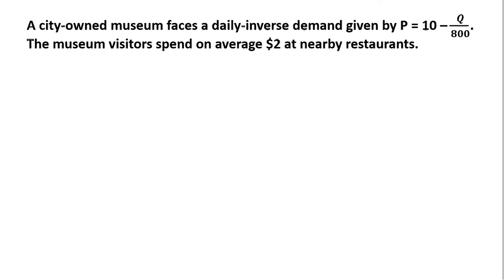Hello, we're going to do a revenue maximization problem for a monopoly. A city-owned museum faces a daily inverse demand given by the following. The museum visitors spend on average $2 a day at nearby restaurants. So there's a spillover effect that happens when people visit the museum.